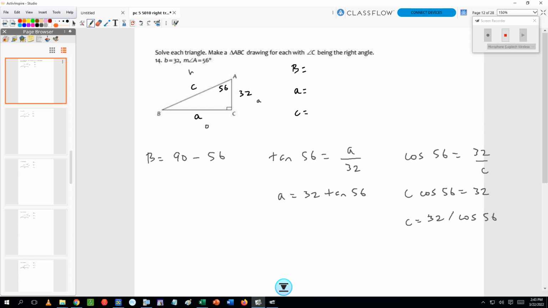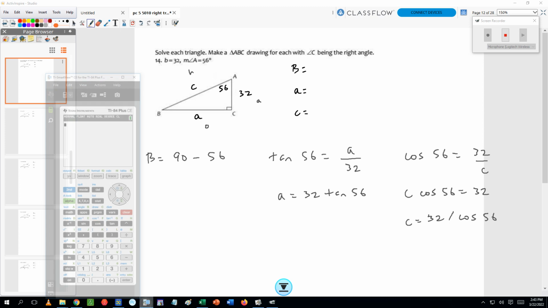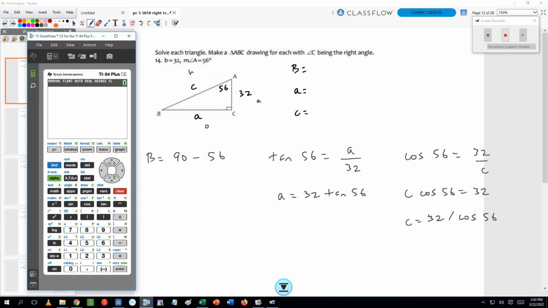Okay? Always use the original stuff in the problem to figure out the new things when possible. Try not to use things that you find. Okay? So 90 take away 56, 32 tangent 56, 32 divided by cosine, and I am in degree mode, and those are your answers.